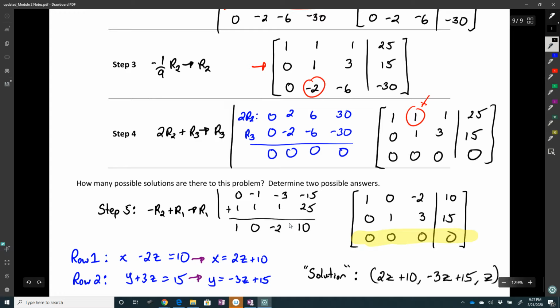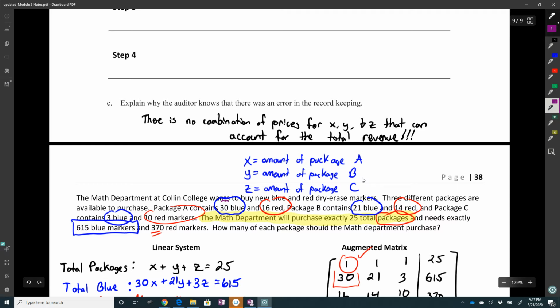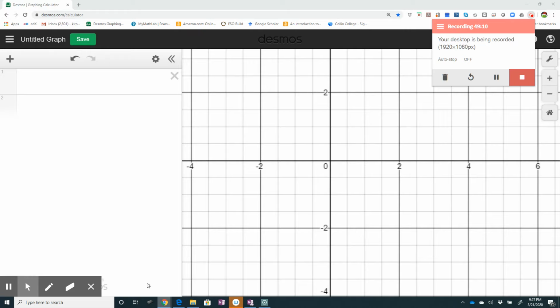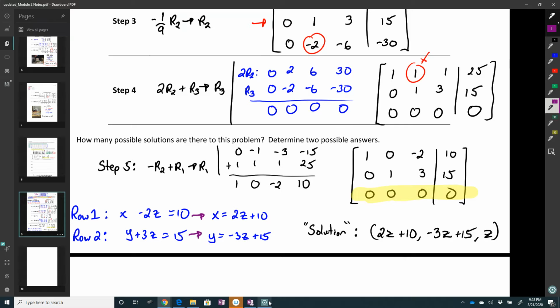Okay, so if this was just a generic math problem, then that would be correct and you'd be done. But we have to remember what x, y, and z are. X, Y, and Z are physical objects. Okay, so let me go ahead and add a page here. I need to pause it real quick. Okay, sorry about that. So I just gave myself more room down here.